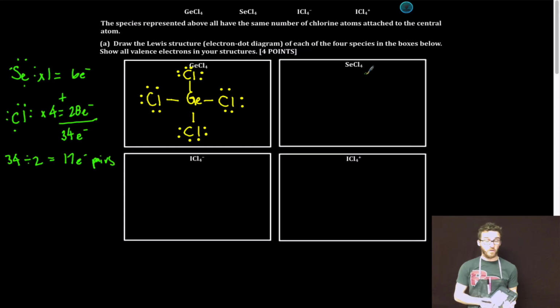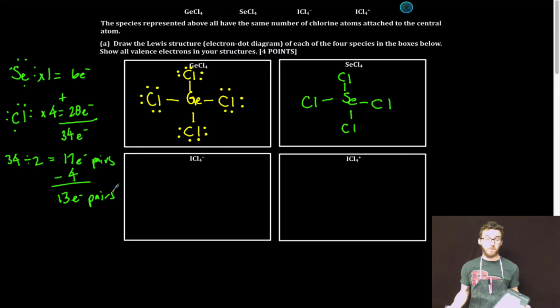So for my molecule of SeCl4, I've determined that I've got 17 valence electron pairs to work with. I'm going to place my less electronegative selenium central, surrounded by my chlorines. Connect them all with a single bond to start. Subtract the number of pairs that I used to connect my central atom to the terminal atoms. Minus 4. We've got 13 electron pairs remaining.